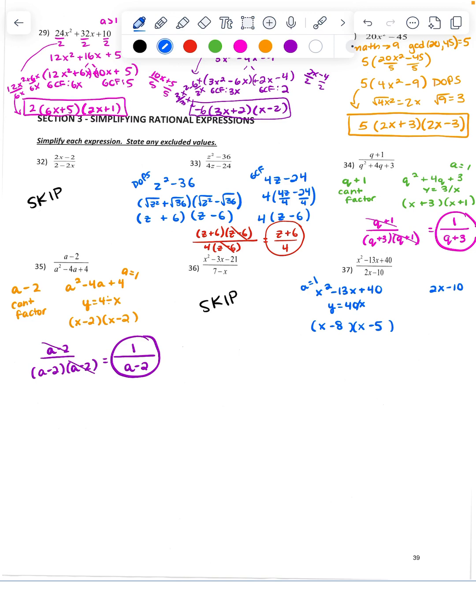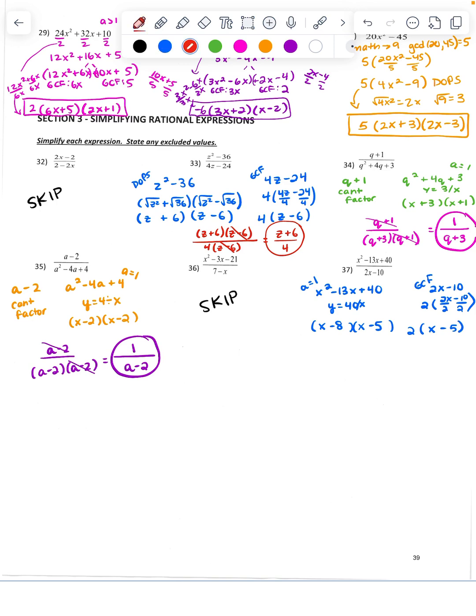2x minus 10 is a binomial, so it's either GCF or DOPS, and because 2 isn't a perfect square, it must be GCF. If I do a math arrow to the right 9, I find that the GCF between 2 and 10 is 2. I'm not going to put an x on that because the 10 doesn't have an x. So I'm just going to divide a 2 out from these things.